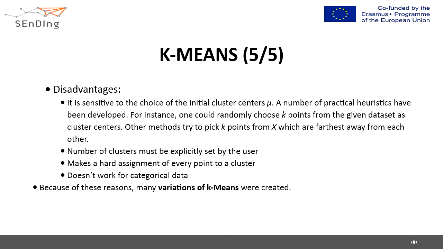The main disadvantages are the following. It is sensitive to the choice of the initial cluster centers. A number of practical heuristics have been developed. For instance, one could randomly choose K points from the given dataset as cluster centers. Other methods try to pick K points from X which are farthest away from each other.